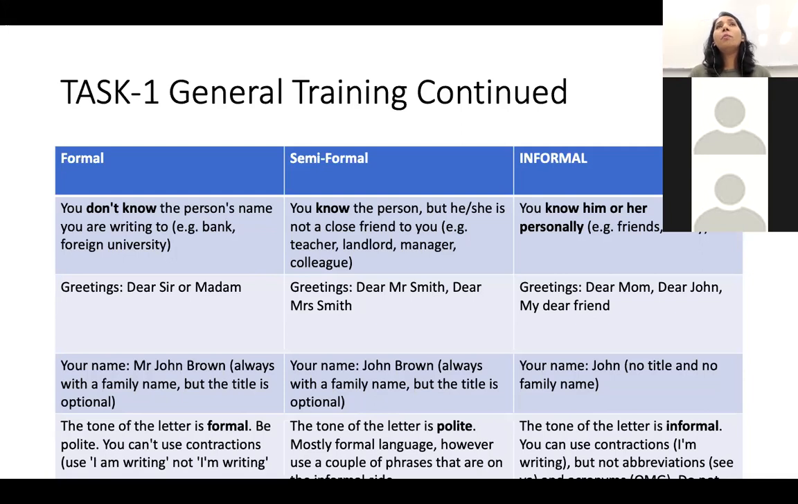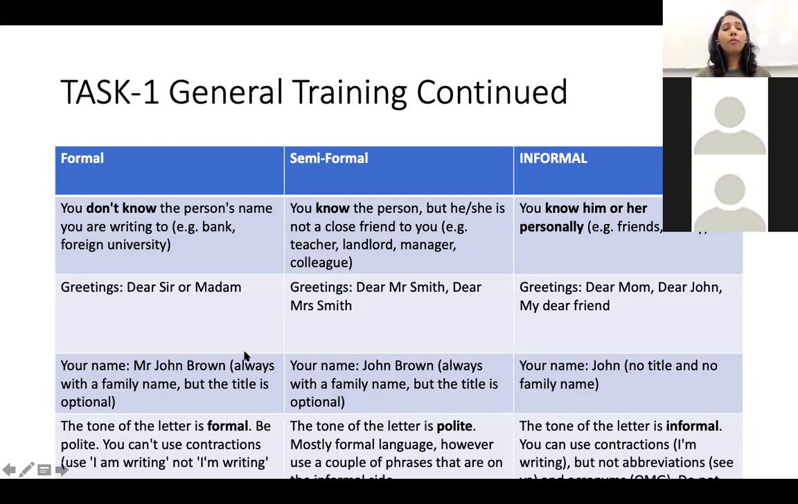What is a semi-formal letter? A semi-formal letter is when you're writing to somebody that you know, but in a formal setting. It could be a letter to a landlord, a letter to your manager, or a letter to your friend, but in a professional setting. It could be that you're recommending your friend to another friend or something like that. So this is the difference between a formal and semi-formal letter.